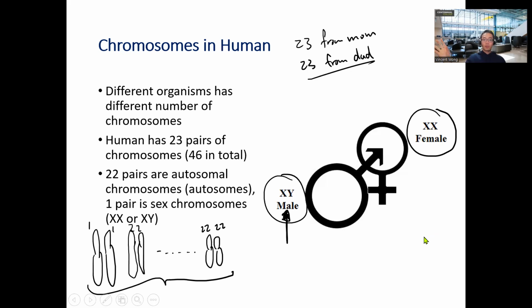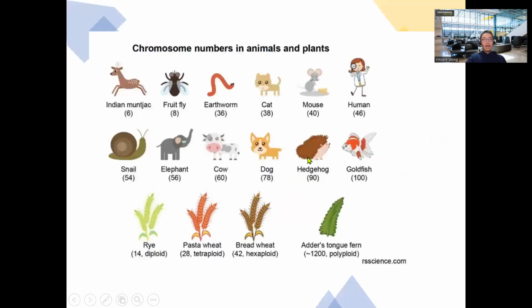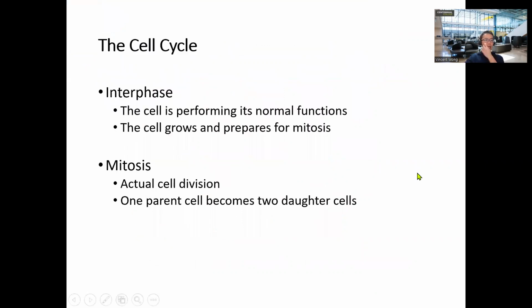So that's the sex chromosome. The other 22 pairs, those are the autosomal chromosomes. The number of chromosomes you have doesn't actually correspond to the size of the organism. A lot of organisms are bigger but have fewer chromosomes, and some are smaller. Like goldfish is a lot smaller, but they have a lot more chromosomes. So there tends to be no correlation between the size of the organism and the number of chromosomes they have.